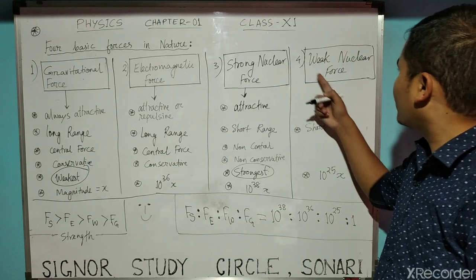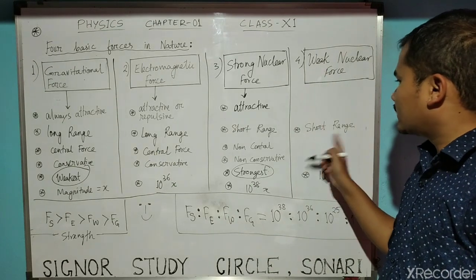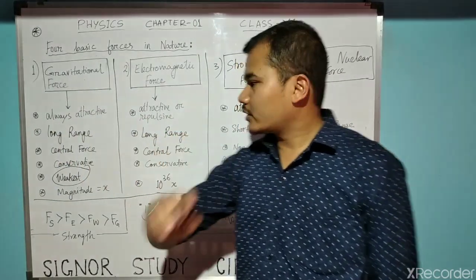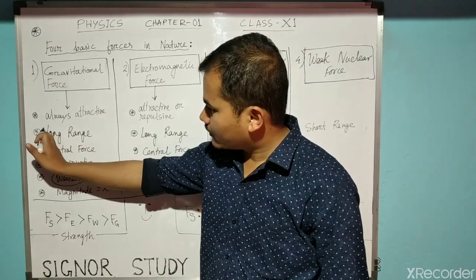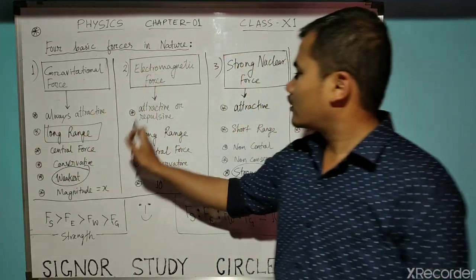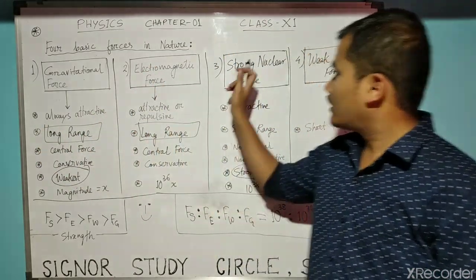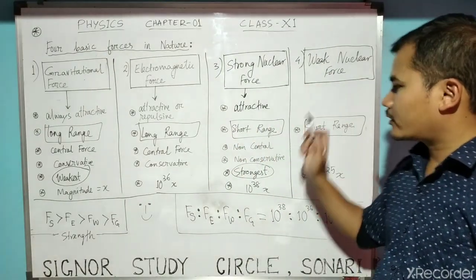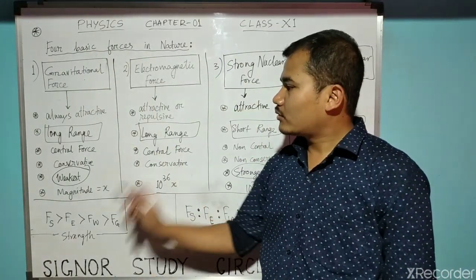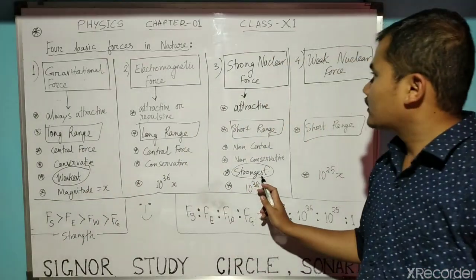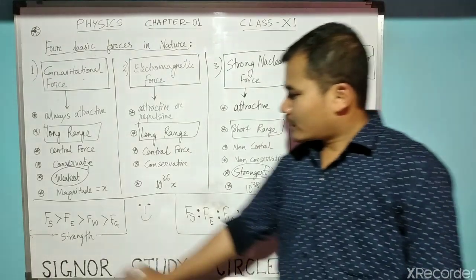Likewise, weak nuclear force is short range. The most important points to be noted: gravitational, long range; electromagnetic, long range; strong nuclear, short range; and weak nuclear is also short range. And among these four forces, the weakest one is gravitational force, and the strongest one is strong nuclear force.